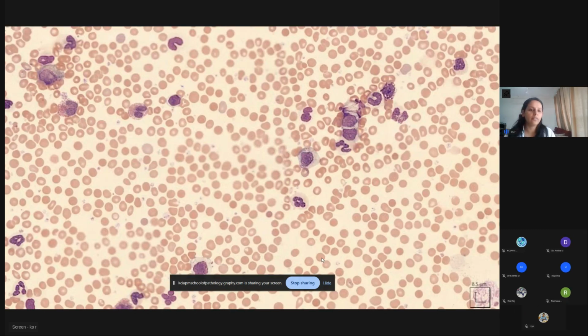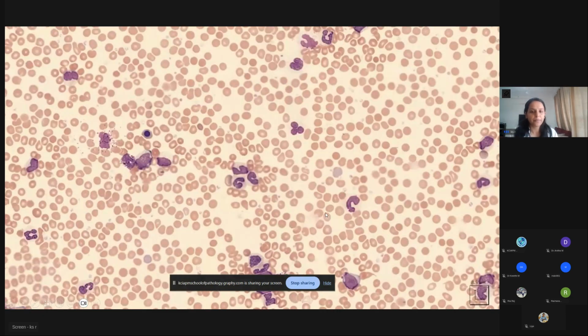So this was the first image given. Here, the RBCs are predominantly normocytic, normochromic, and there are a few microcytic hypochromic cells. We can also see poikilocytes like microspherocytes. Then we can see a few pencil-shaped cells and a few teardrop cells. A good number of polychromatophils can also be seen. And as you can see here, one NRBC was noted per 100 WBCs.